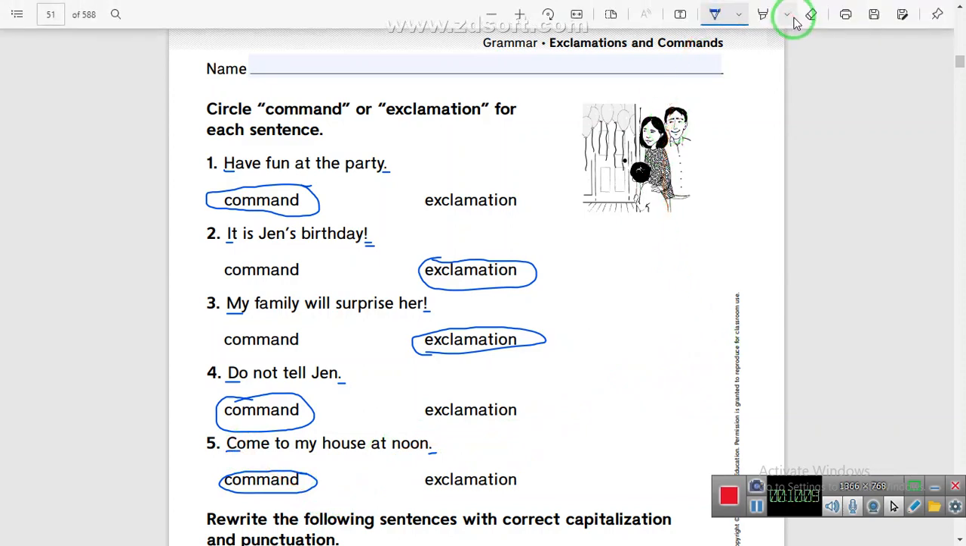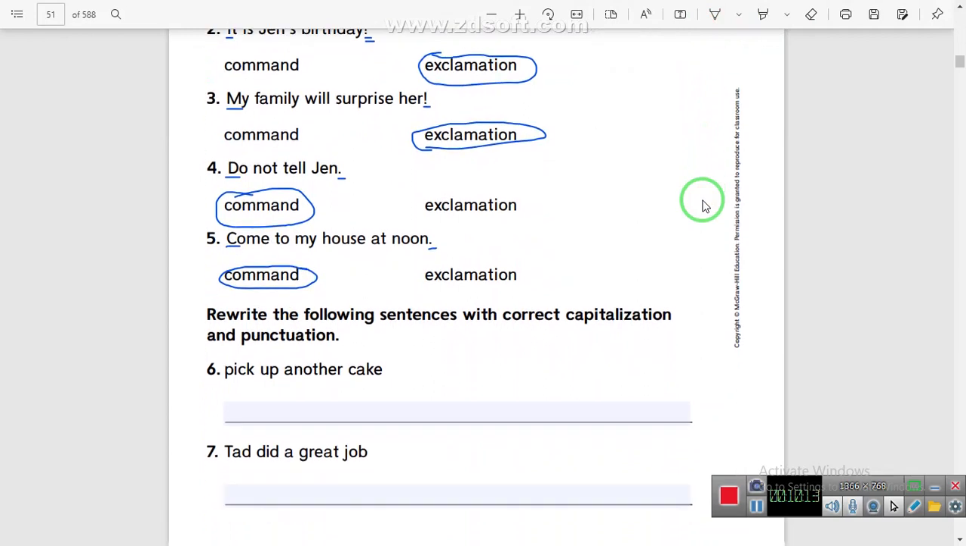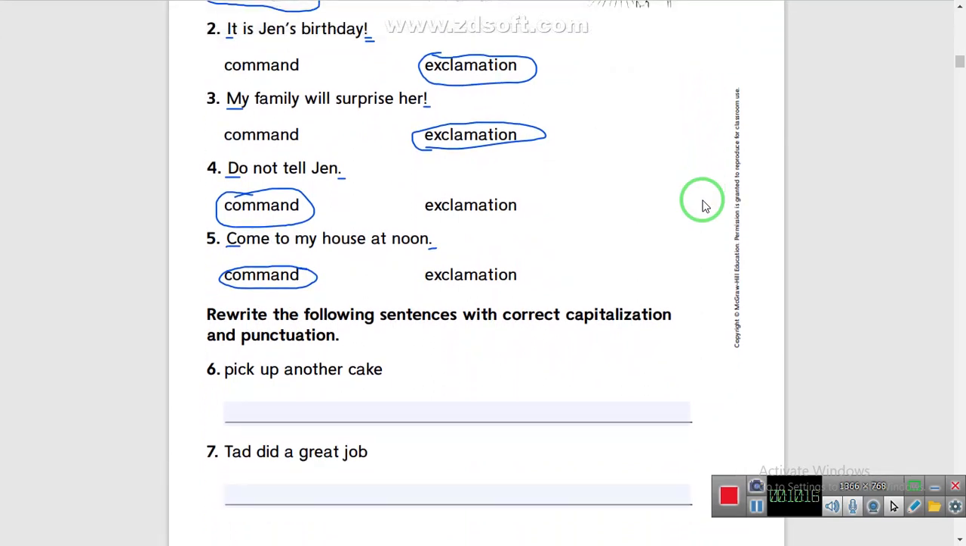Now I'll move to the next exercise on the same page. It's number 6 and 7. Here they are saying that we should rewrite the following sentences with the correct capitalization and punctuation. Here, each sentence maybe doesn't begin with a capital letter, neither does it end with an end mark or punctuation. Okay? Number 6.